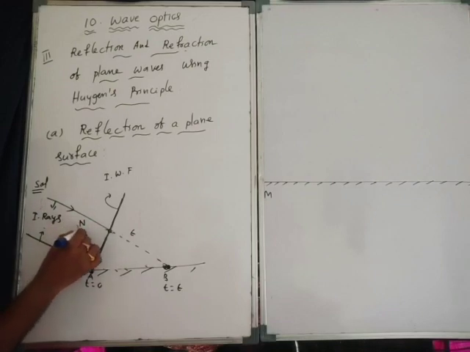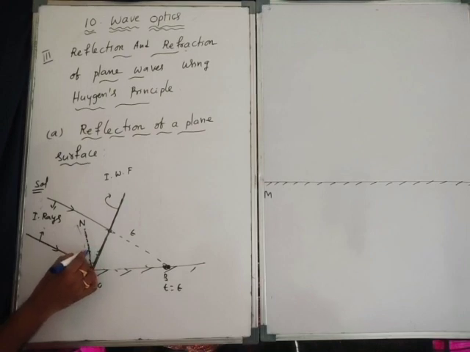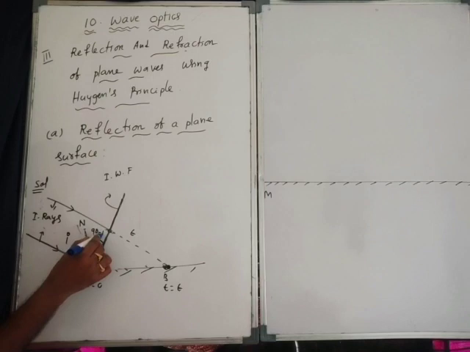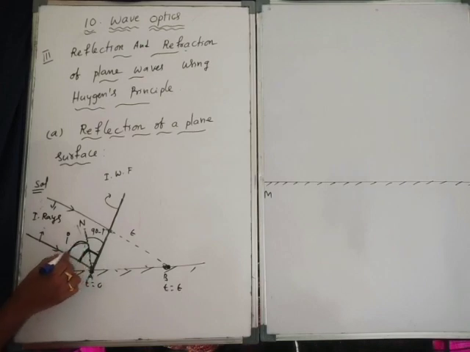So from here to here the angle is how much? From here to here 90 degrees. This angle is the angle of incidence, i. So this one will be 90 minus i. Correct or not? So the total from here to here is 90 degrees, from here to here is the angle of incidence, and from here to here is 90 minus i.